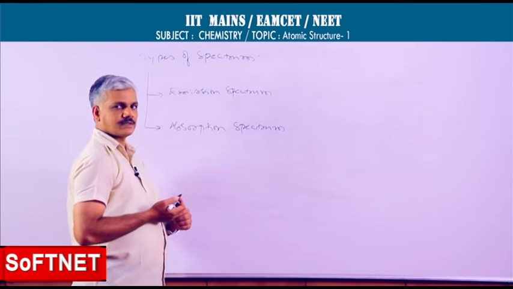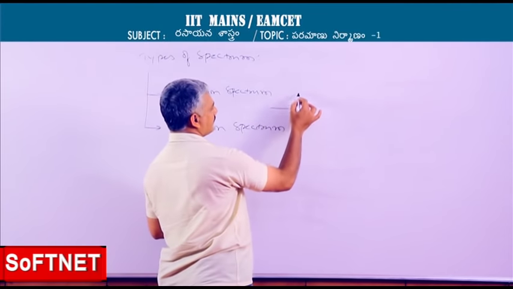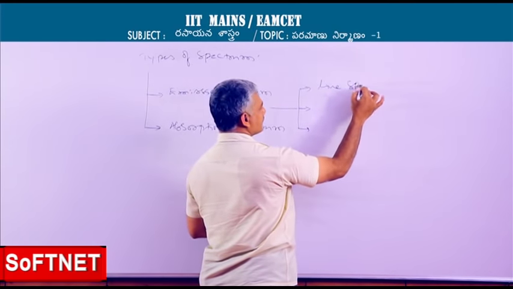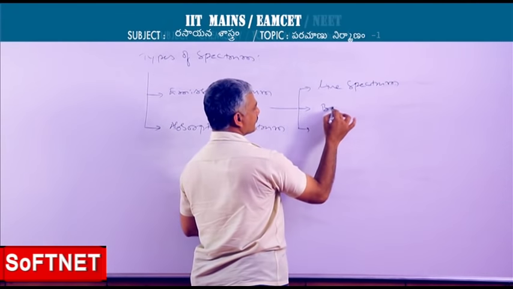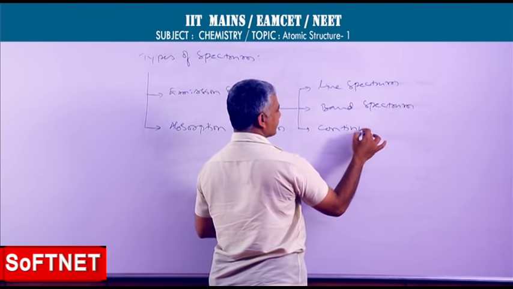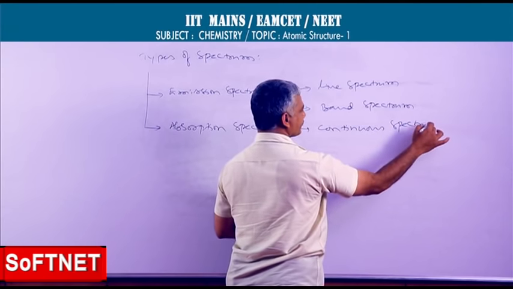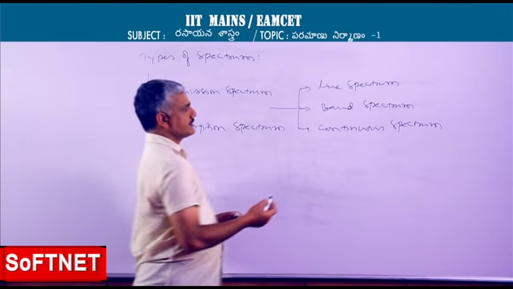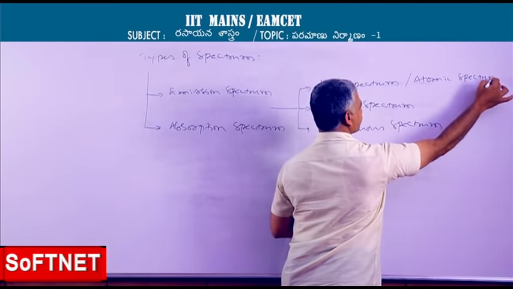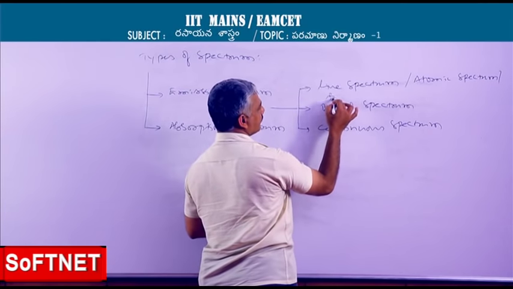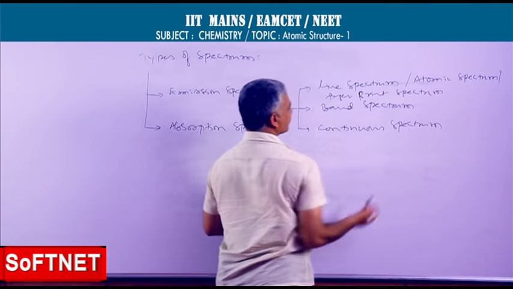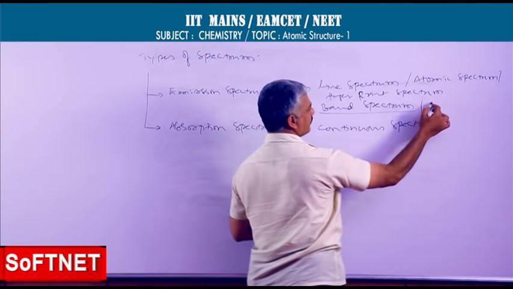So whether it is emission spectrum or absorption spectrum, they are further classified into 3 types as line spectrum, band spectrum and continuous spectrum. Line spectrum is also called as atomic spectrum, or it is also called as a fingerprint spectrum. Band spectrum, it is also called as a molecular spectrum.